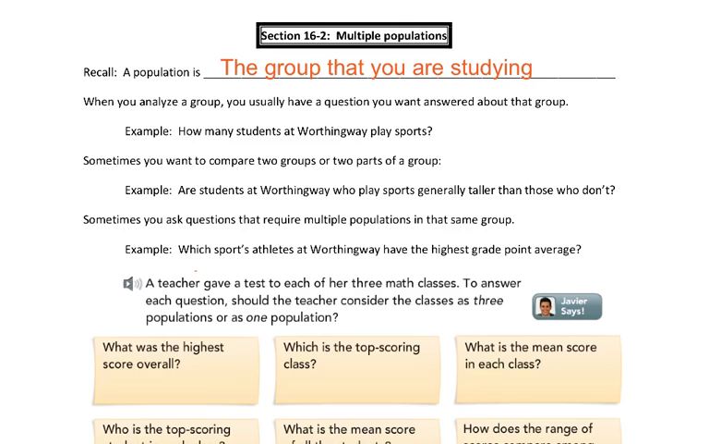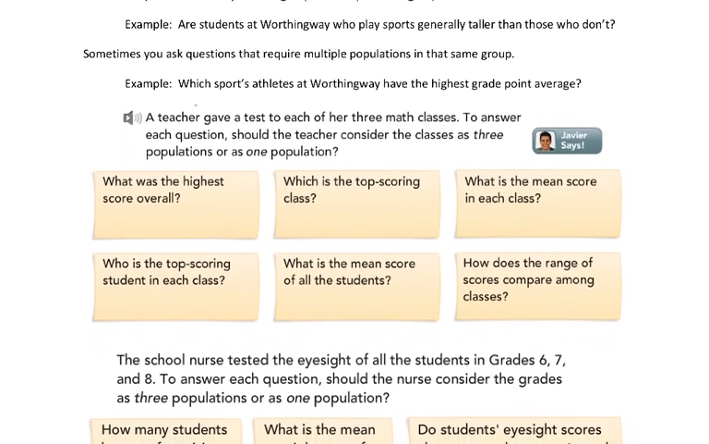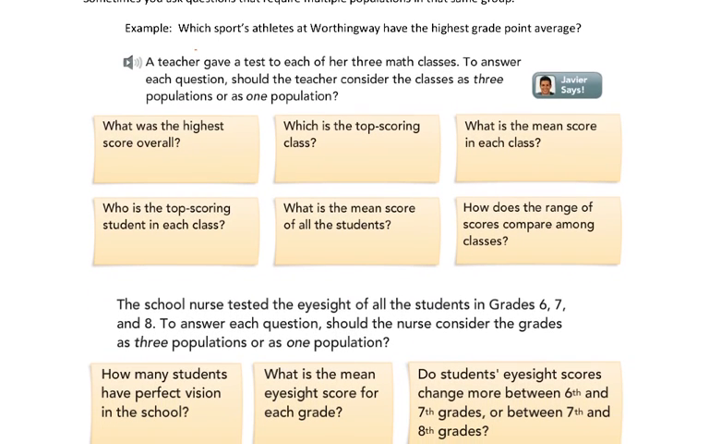So down here it says a teacher gave a test to each of our 3 math classes. To answer each question, should the teacher consider the classes as 3 populations or as 1 population? So I would like for you to pause this video, write either 3 or 1 next to each question, and then unpause to see if you were correct. Alright, so you should have gotten 1, 3, 3; 3, 1, 3. If you have a question on any of these answers, please ask me.